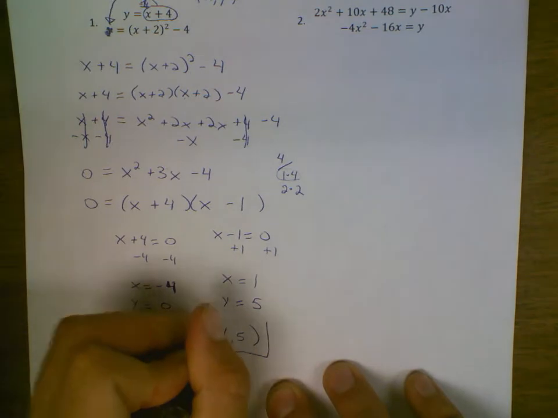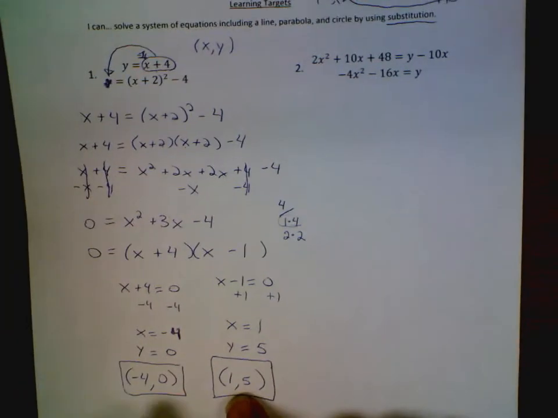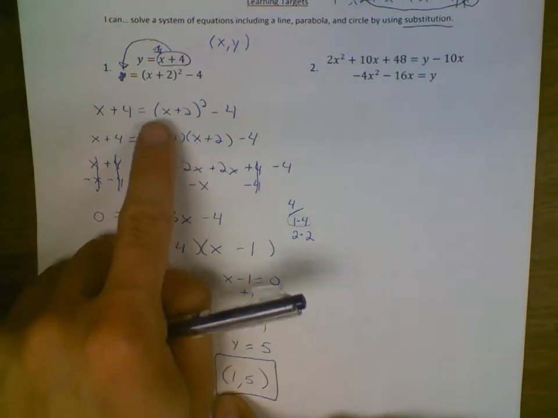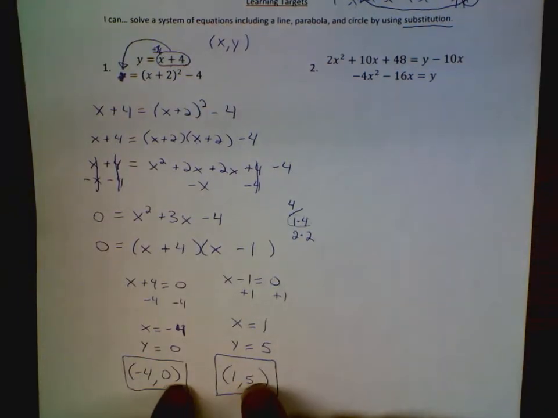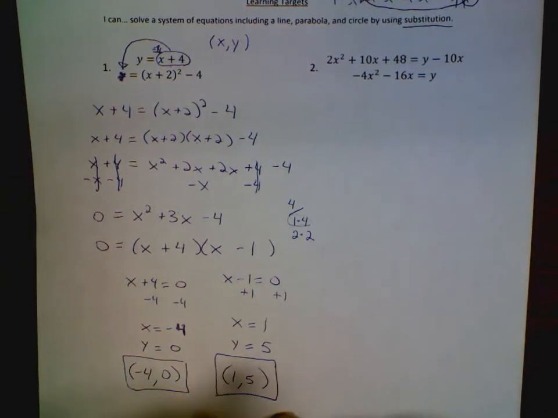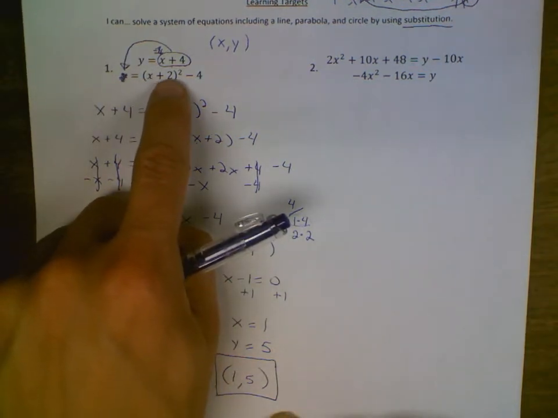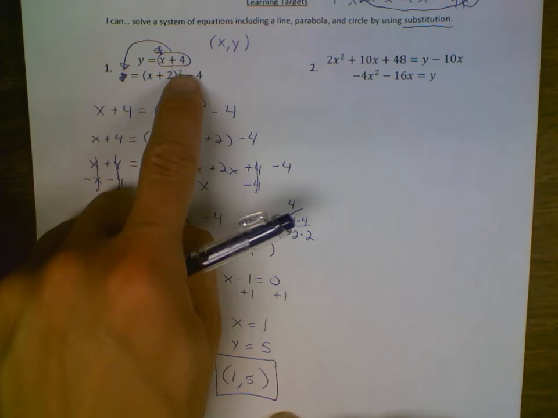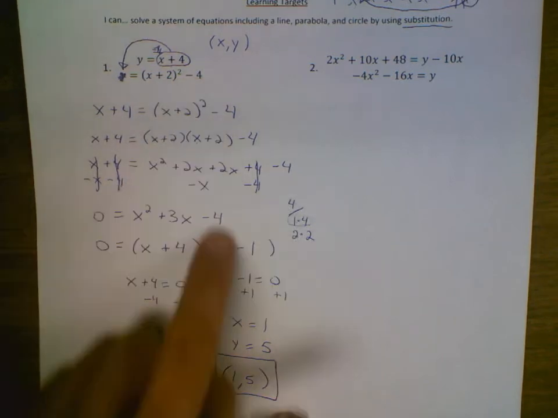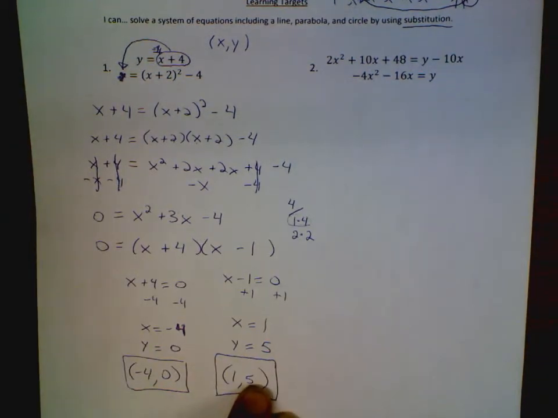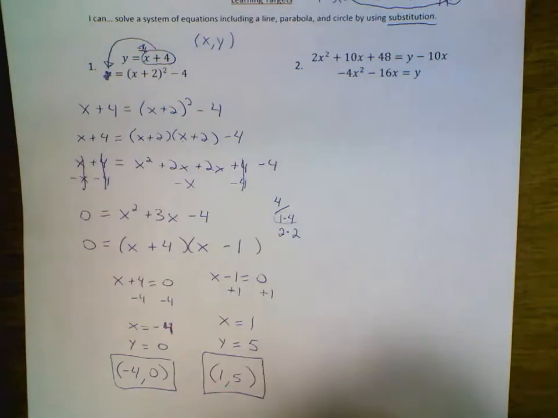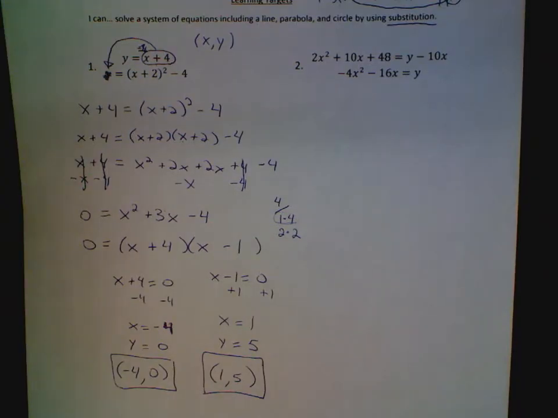Now, if I wanted to check my answers, I could just plug these x values into the second equation and I should get the same y values. So for instance, if we check the second one real quick, imagine I plug 1 in for x. Well, 1 plus 2 is 3. 3 squared is 9. 9 minus 4 is 5. If I look at my y value, I have a 5, so it checks out. So you can plug these back in to check your work if you need to.